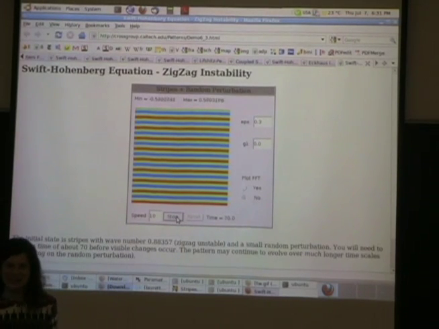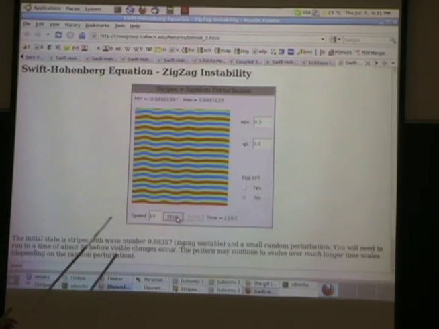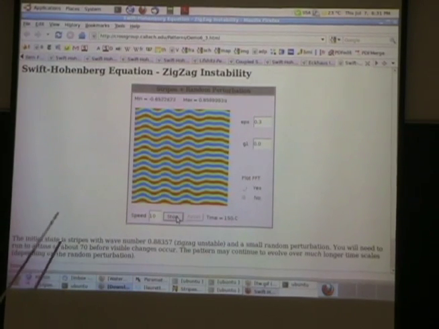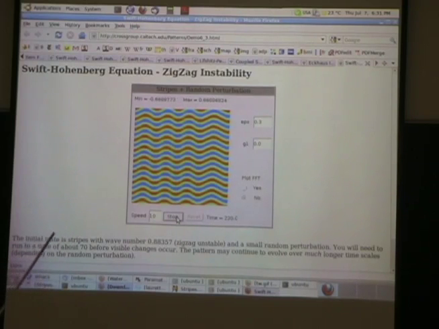This is the zigzag instability. It also has the wrong wave number. Well, look what it's going to do. It's going to make a zigzag. Yes, that's a very good point. That's right. Someplace it gets. Yeah.